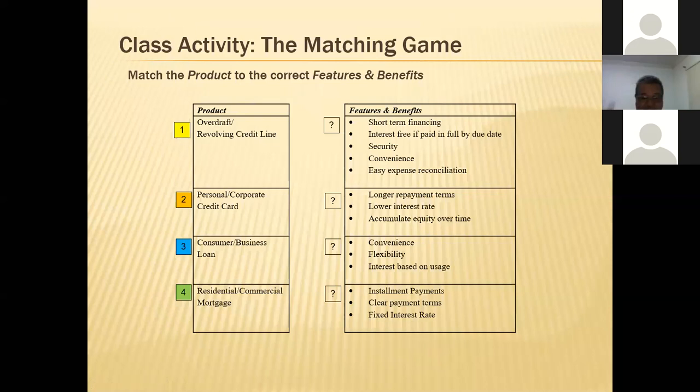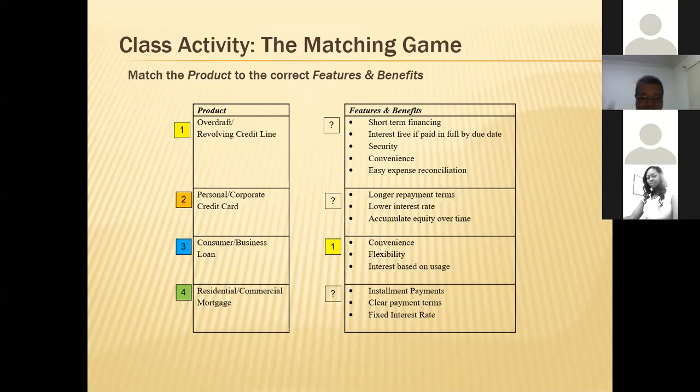Okay, so the first one, overdraft or revolving facilities, what does that match up with? Convenience, flexibility, and interest based on your what? Okay, so convenience, flexibility, and interest. That's correct. The second one, the personal or the corporate credit card, which one does that match up with? Short-term financing, interest-free if paid in full by due date, security, convenience, easy expense reconciliation.